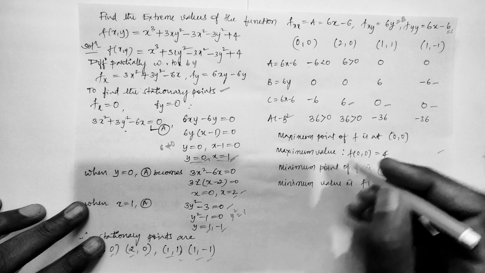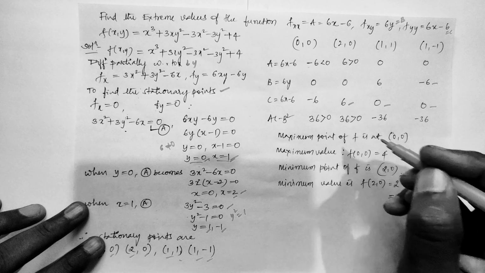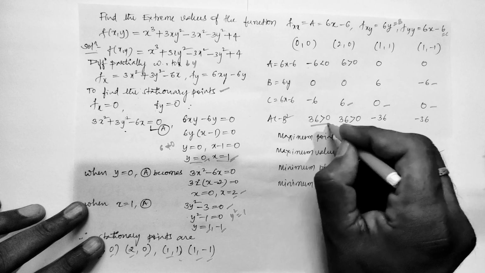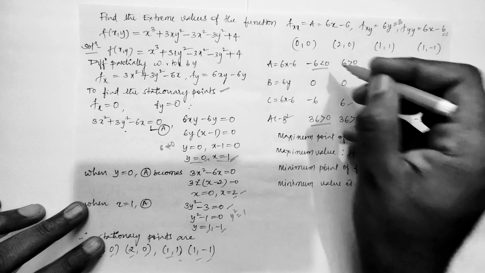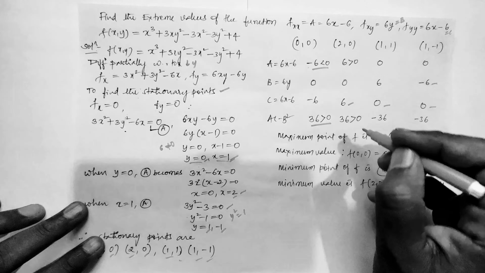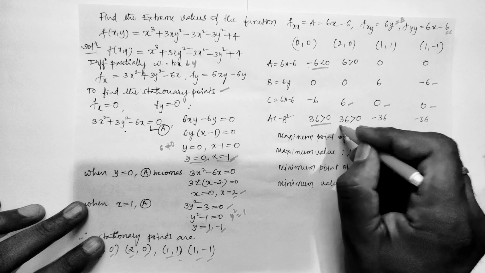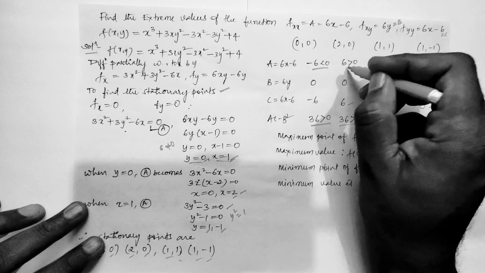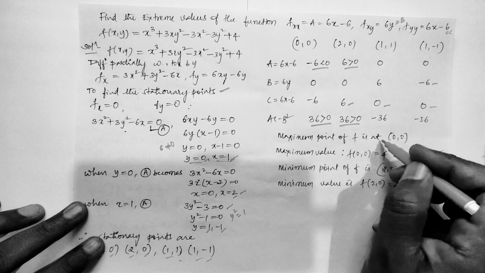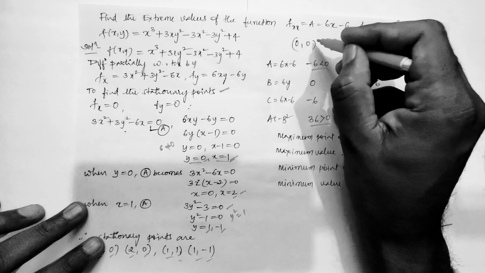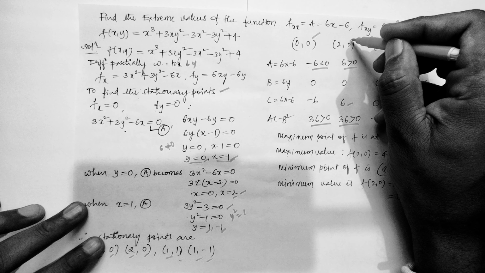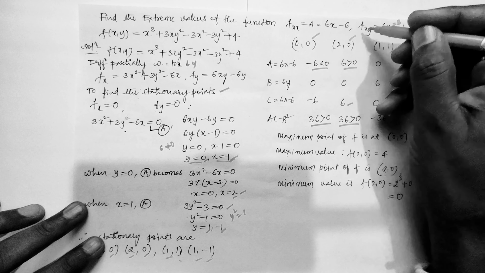So we know the condition for a maximum and a minimum. For a maximum, AC minus B square is greater than 0 and A is less than 0. Similarly, for the minimum value, AC minus B square is greater than 0 and A is greater than 0. So the maximum point of f is at 0, 0 and the minimum point is at 2, 0.